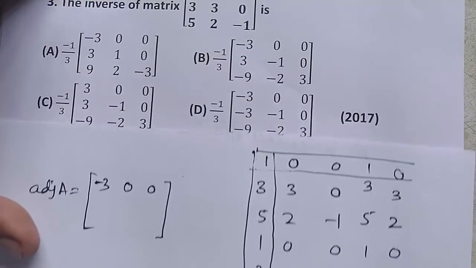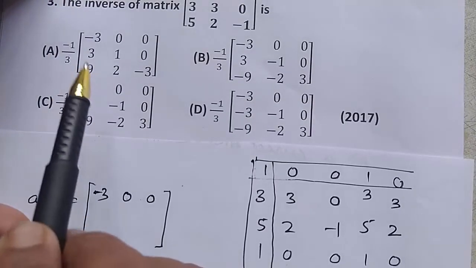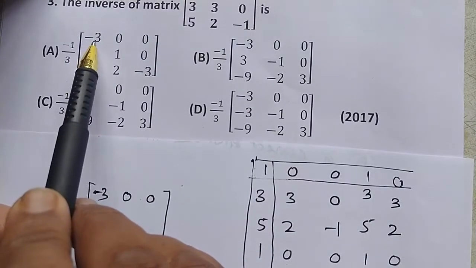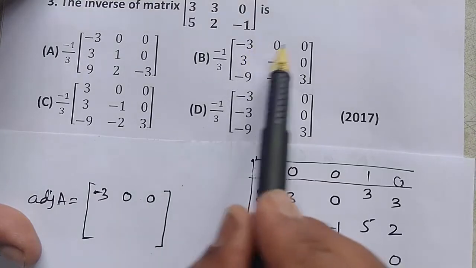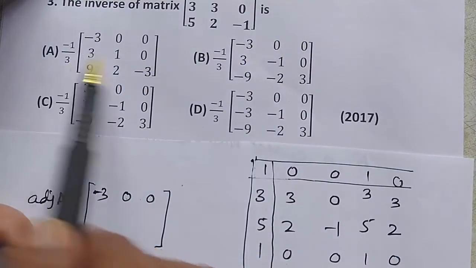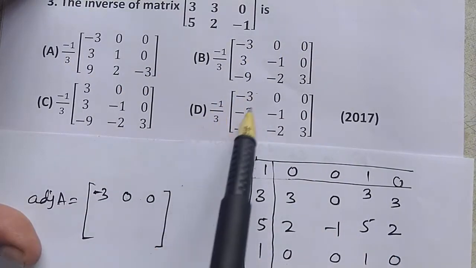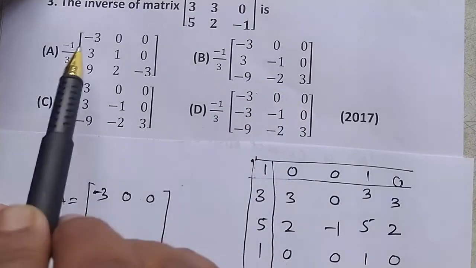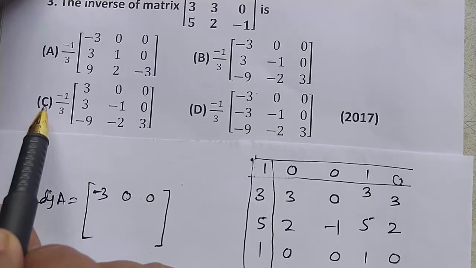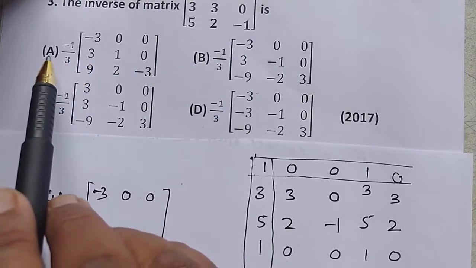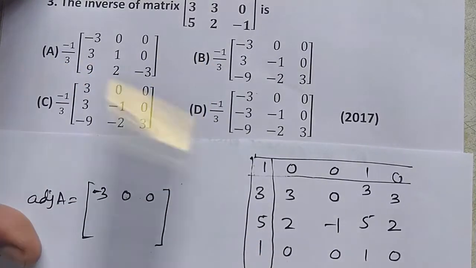Now if you observe all the options, in option A it is minus 3 0 0, and in the third option also minus 3 0 0. Then the first row in option C is not correct. Now remaining are A, B and D.